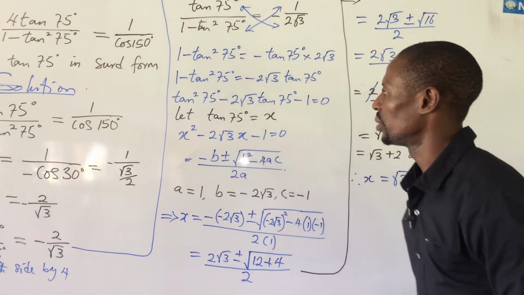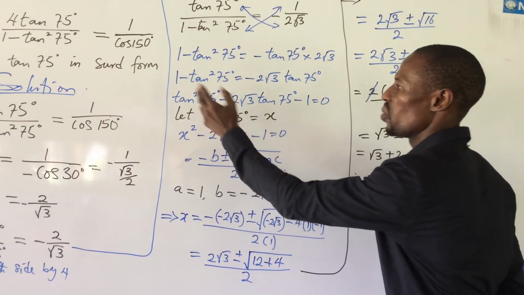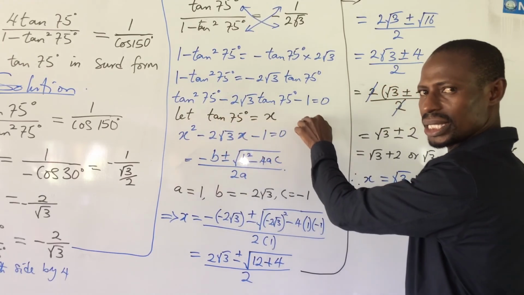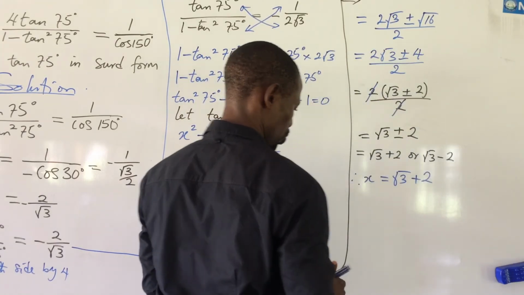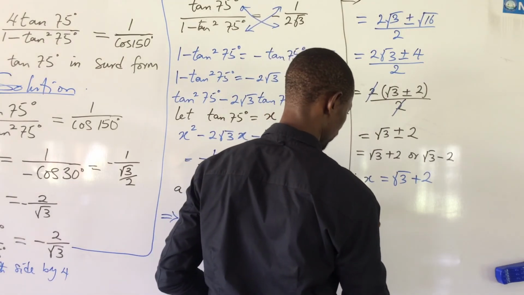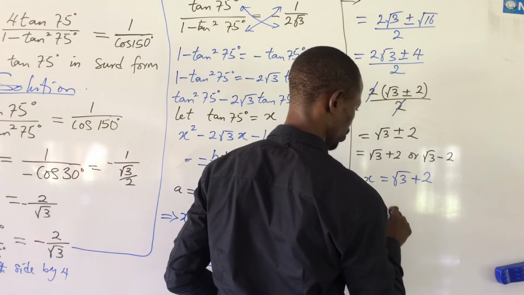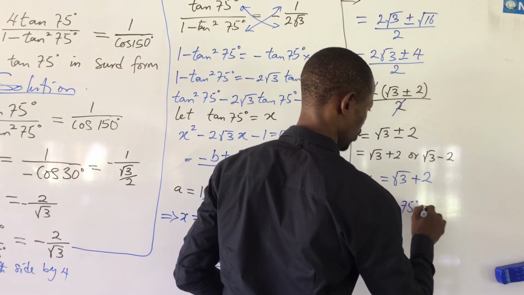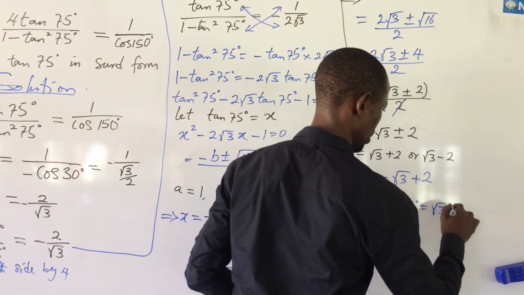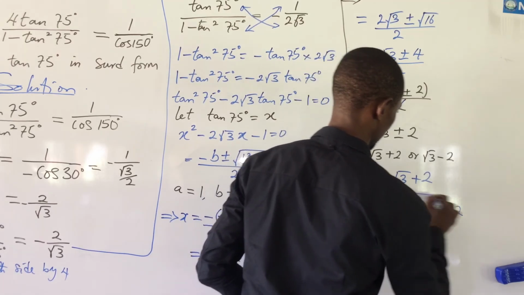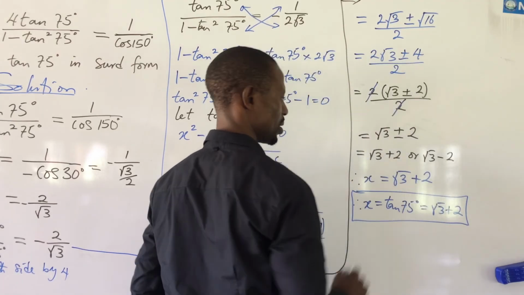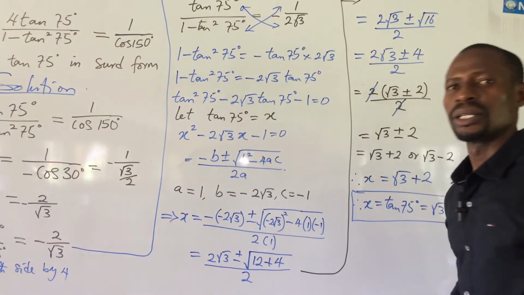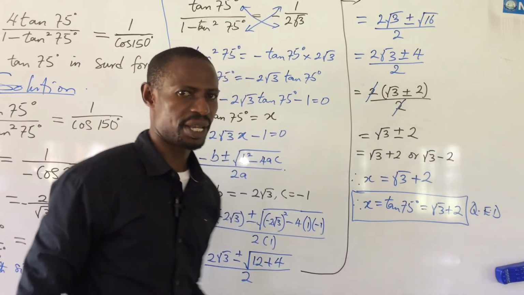But let's go back to this part of the equation. When we were solving, we said let tan 75 degrees be equal to x, and that is what we are looking for. So we can now say, therefore, x is equal to tan 75 degrees is equal to root 3 plus 2. This is the solution to this problem, this simplification here. All right.